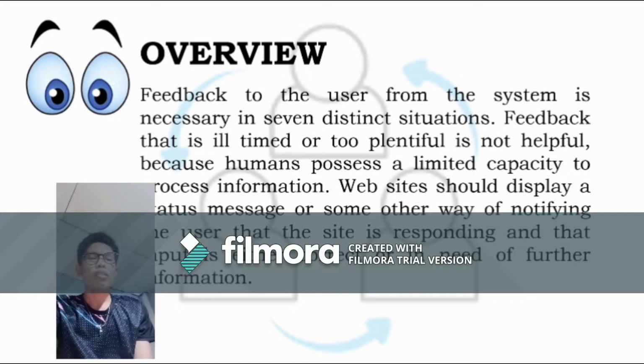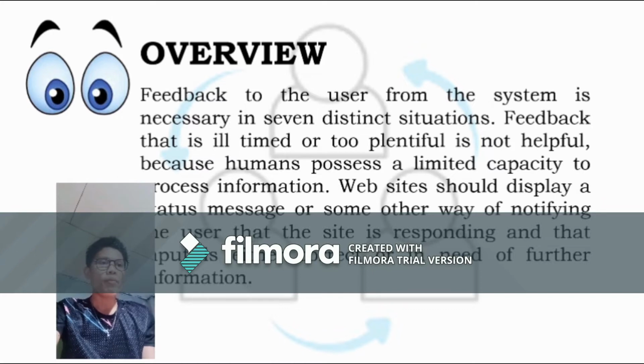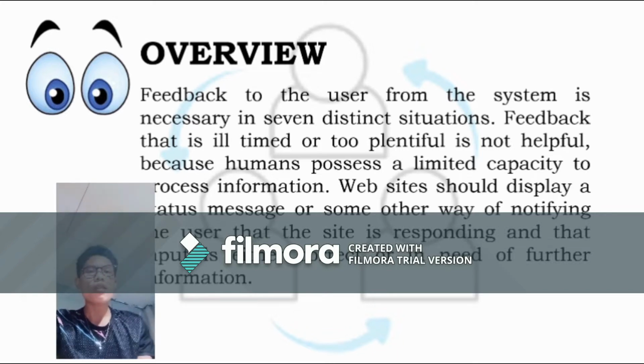So here is an overview of the topic. Feedback to the user from the system is necessary in 7 distinct situations. Feedback that is ill-timed or too plentiful is not helpful because humans possess a limited capacity to process information. A website should display a status message or some other way of notifying the user that the site is responding and that input is either correct or in need of further information.